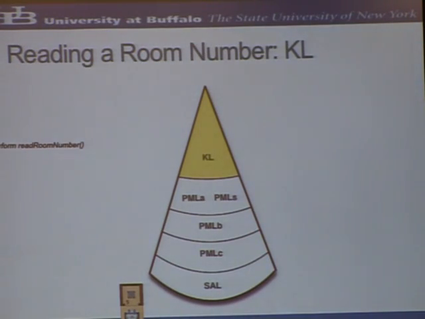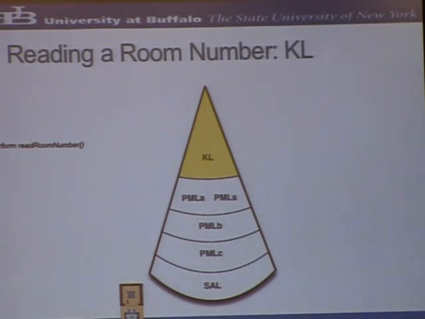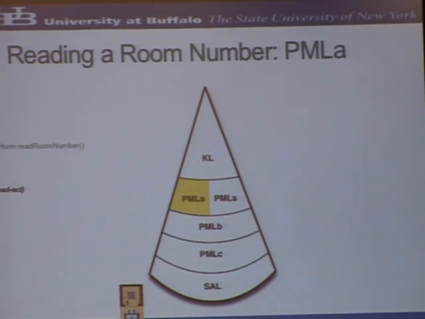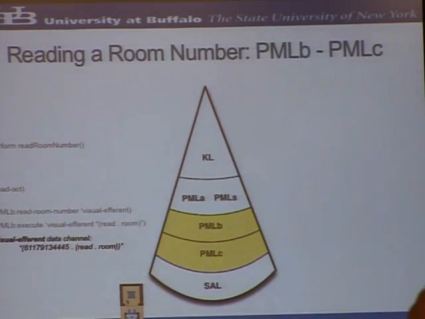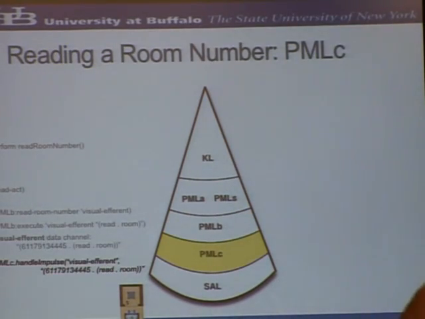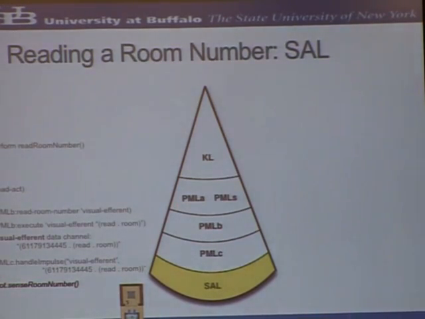So I won't go through all the code, and you probably can't read this, but if we tell it at the knowledge layer, at the interaction with SNePS layer, perform read room number, then that gets translated into a read act at PMLA, which gets PMLB read room number in the visual efferent modality. So execute that in the visual efferent modality. John gave me these slides, so he can explain them in detail. Here's the time tag on this read a room. So it makes its way down to PMLC and down to PMLS, which is finally a Java method in the Greenfoot system to sense the room number.